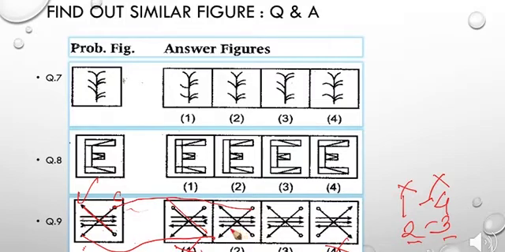The third arrow is different, so we are talking about this arrow. This arrow is not there in the problem figure because the third arrow is a different shape. The third arrow is this shape, here it is an arrow shape. So option 2 is rejected here, and we are left with option 3 only. So the definite answer for question number 9 is option 3 only.